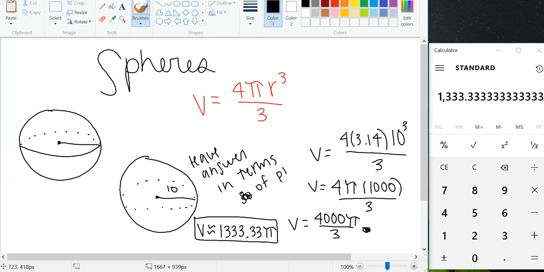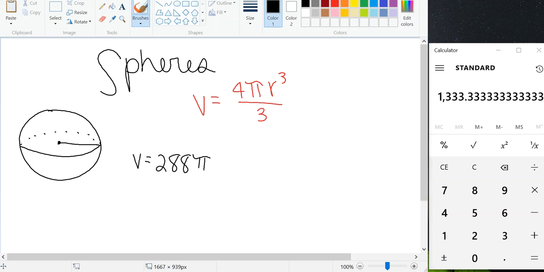If that was not a part of the directions and we were just asked to find the volume, then we would say times 3.14 and get an even bigger number. So that's example 2.